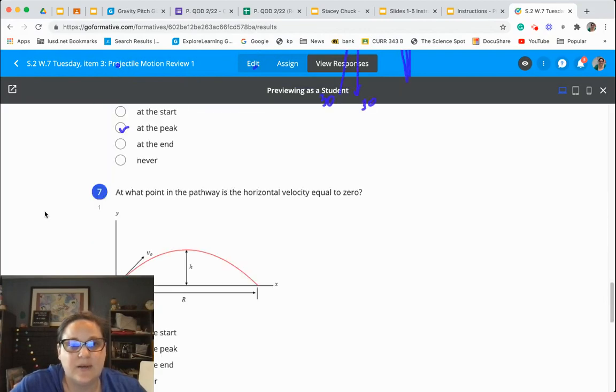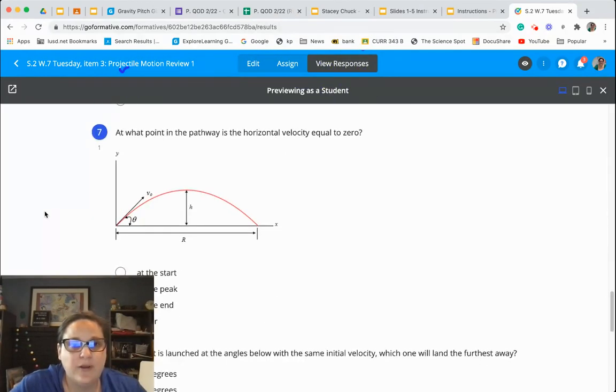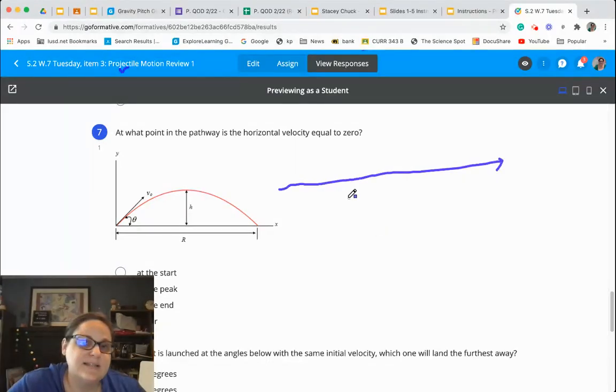Number 7, at what point in the pathway is the horizontal velocity equal to 0? So this comes down to just remembering this concept that horizontal velocity is constant. It's a constant motion. It travels the same amount of distance every time interval. So it's not speeding up or slowing down, so it would not be 0.